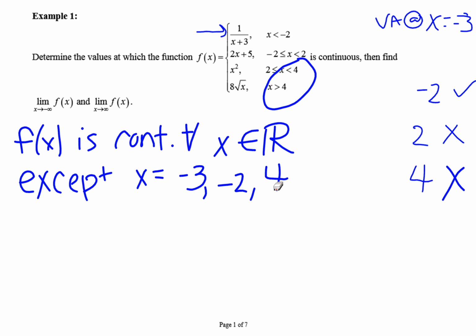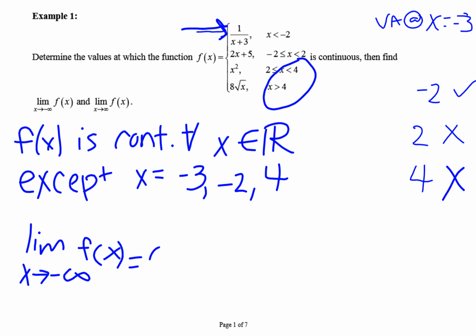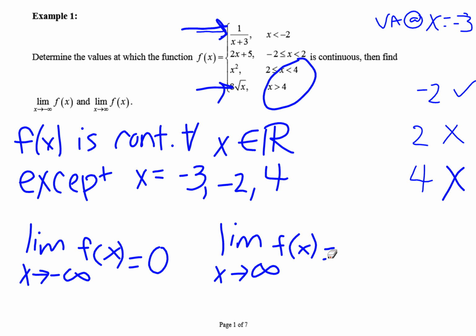So now we're going to do the end behavior: the limit as x approaches -infinity. So we're looking at -infinity. On that graph, x gets really, really big, and this is approaching 0. Limit as x approaches infinity. Okay. It's going to grow slowly, but it's still going to grow and grow and grow. So it's going to be infinity, or you could write does not exist.